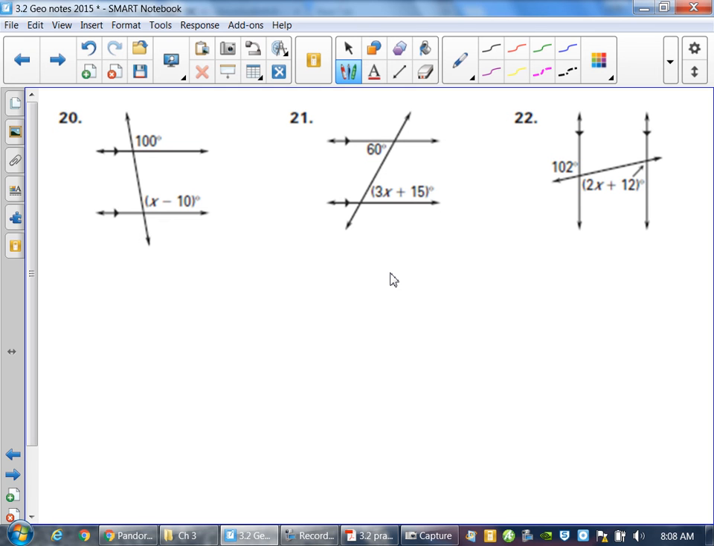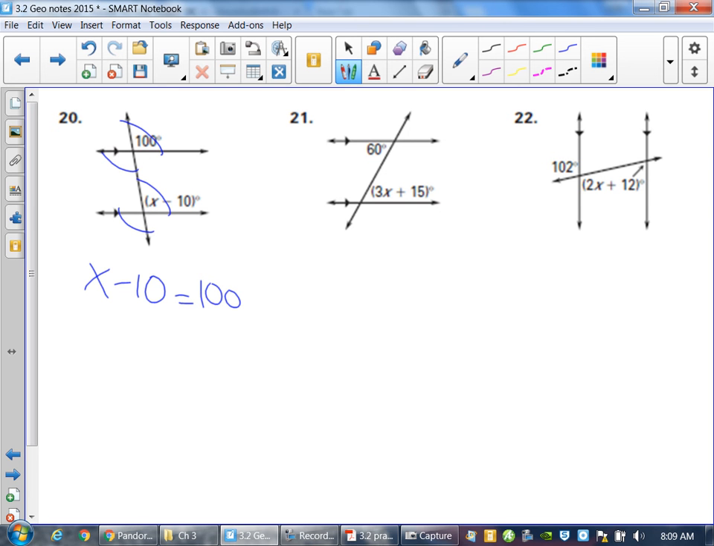So, when we start again, guys, the easiest thing to do is pick a spot, for example, probably the one that says 100, and walk through. Vertical, alternate interior, and vertical. Did those match up? So they have to be equal. They're corresponding, yes, you're right. So, algebraically, x minus 10 is 100. Plus 10 on each side. X equals 110.